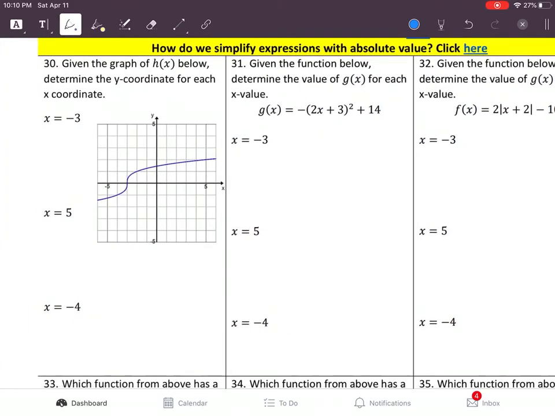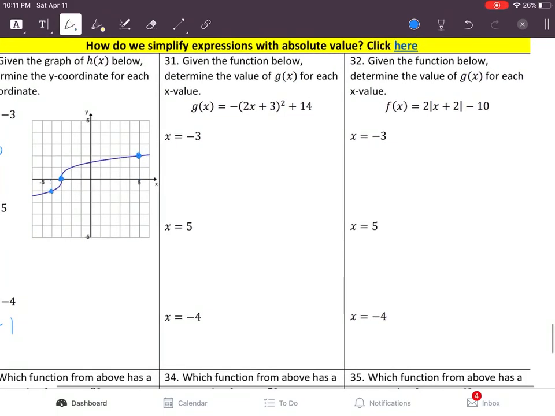So for this, if you're given in question 30, you want to find what is the y value, or the h of x, basically, what is the y value if x is negative 3? So we look at our graph at negative 3 on the x term, and the y value is right there at 0. Okay, so we just got to put down 0. For x equals 5, here's 5 on the x-axis. The point is right there, so the y value is 2. And x is negative 4 is right here. The point is at negative 1.